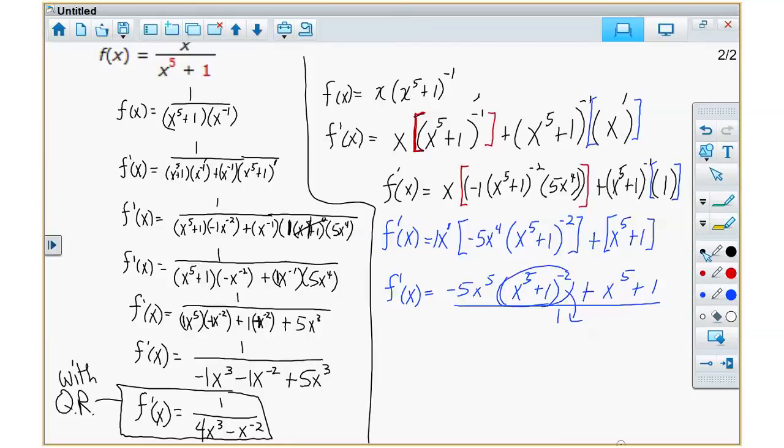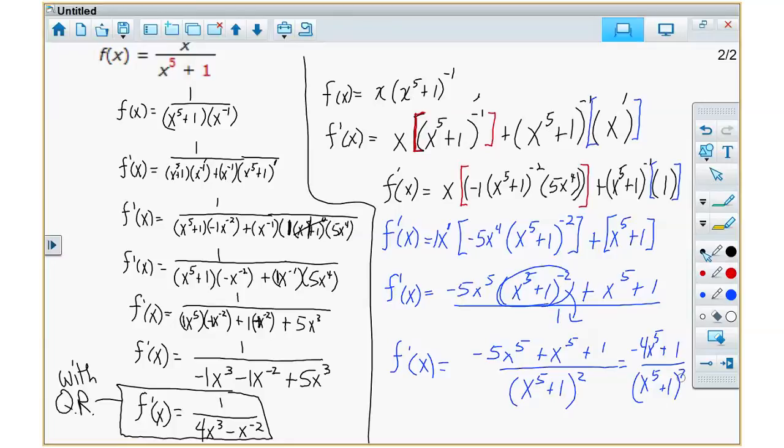Bring it down, and that's going to be f prime of x is equal to negative 5x to the 5th plus (x to the 5th plus 1) over (x to the 5th plus 1) raised to the 2nd power. And then what's negative 5x to the 5th plus x to the 5th? Negative 4x to the 5th plus 1 over (x to the 5th plus 1) to the 2nd power. What was our original answer on the previous page?